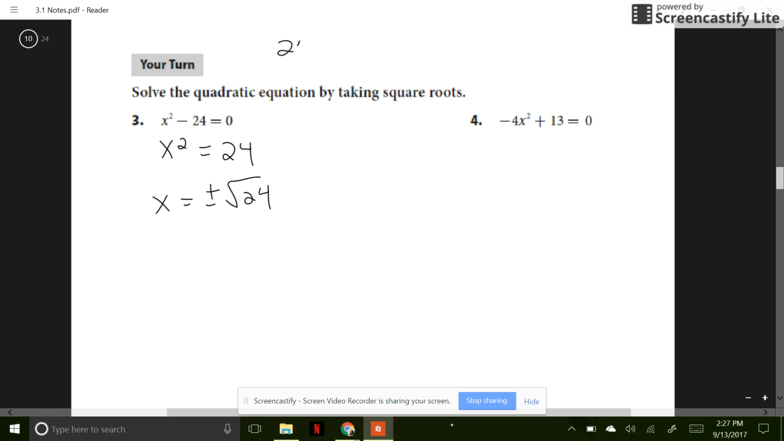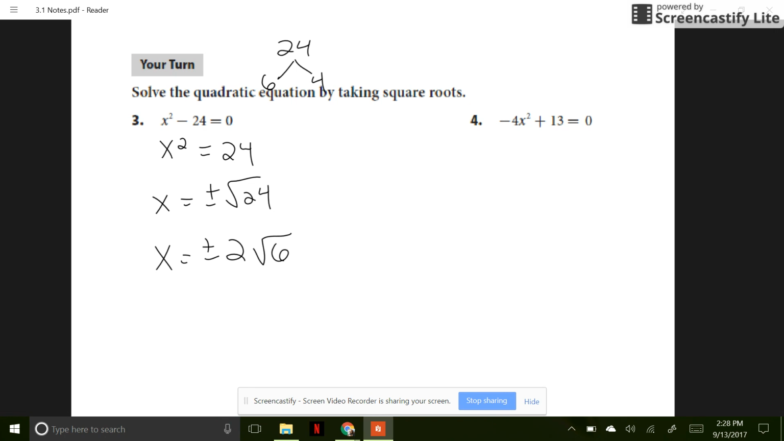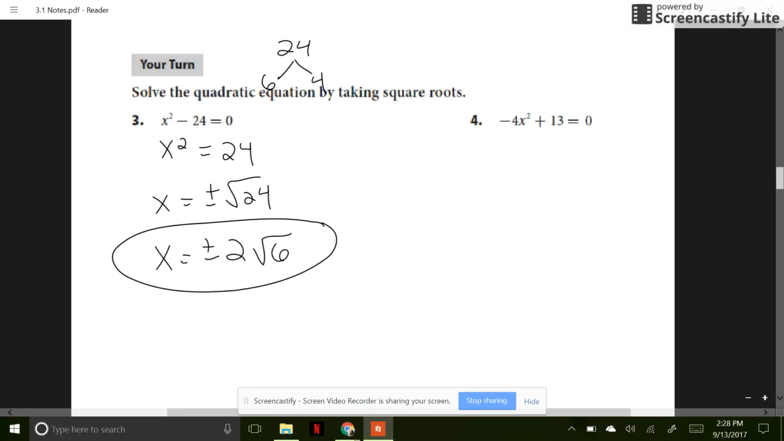Again, you'll often see me drawing out these factor trees. I know this is the product of 6 and 4. Since I've got a 4 there, I can pull a 2 outside the square root, because the square root of 4 is 2. And then 6 doesn't simplify any further, so that will be our answer there.